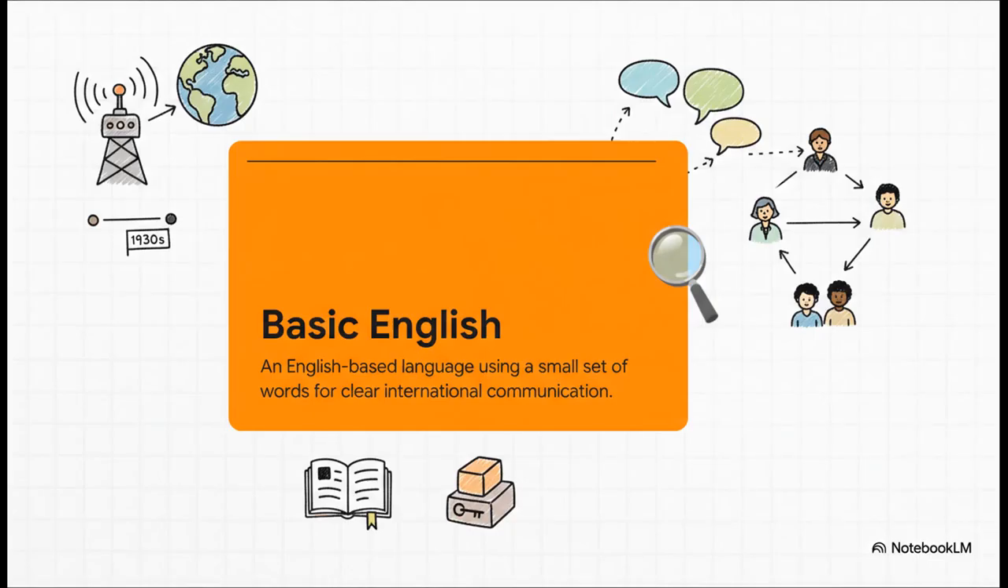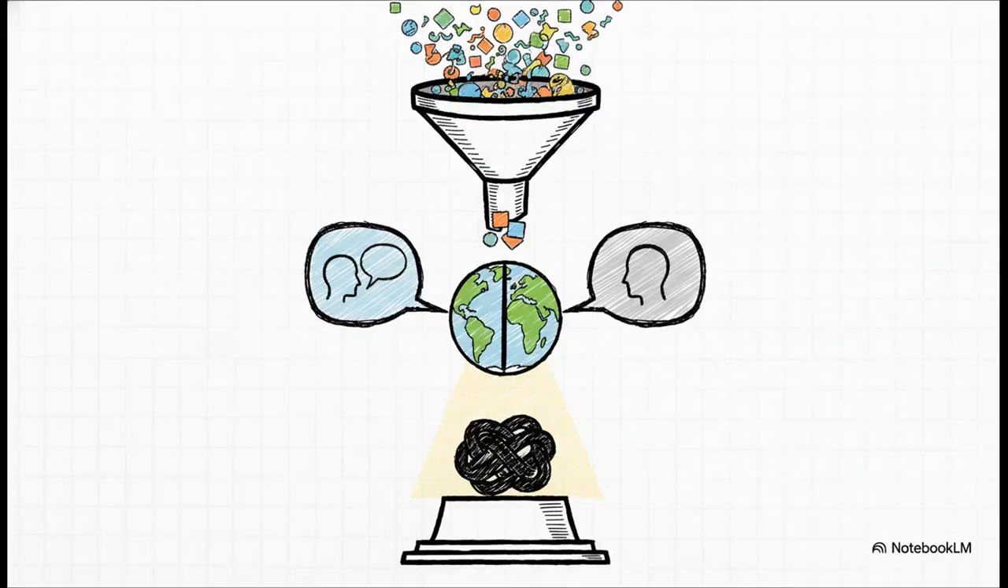So what is Basic English? Well, it's a simplified language that was created way back in the 1930s by a linguist named C.K. Ogden. And his whole goal was to create a tool for clear, super straightforward international communication, using a tiny, carefully selected vocabulary that anyone could learn and learn fast. The whole idea was that with just this small toolkit of words, you could still express almost anything you needed to.